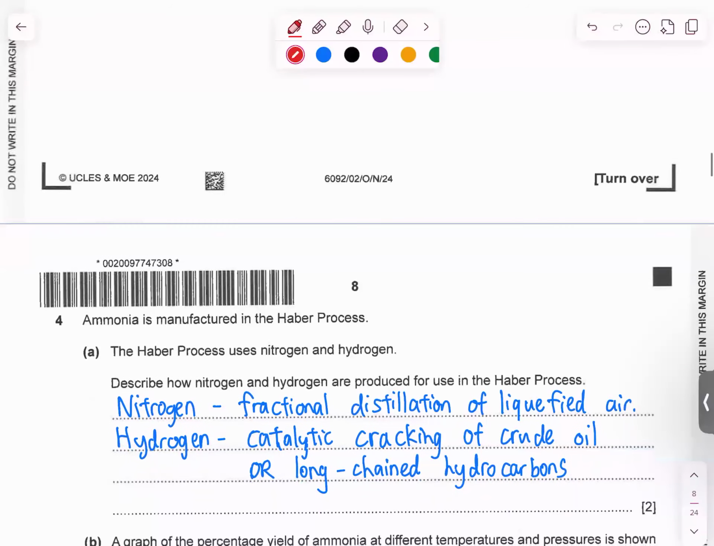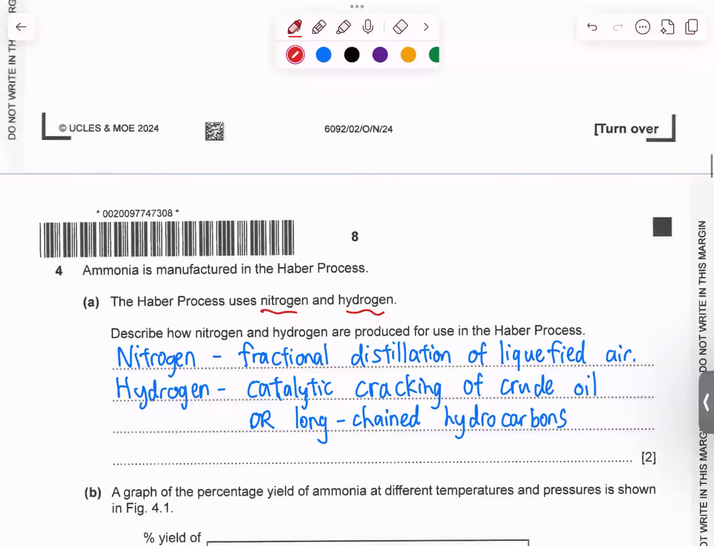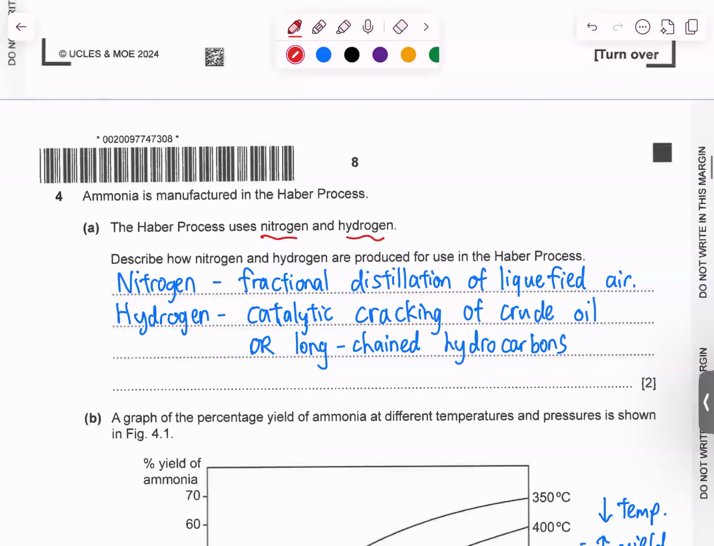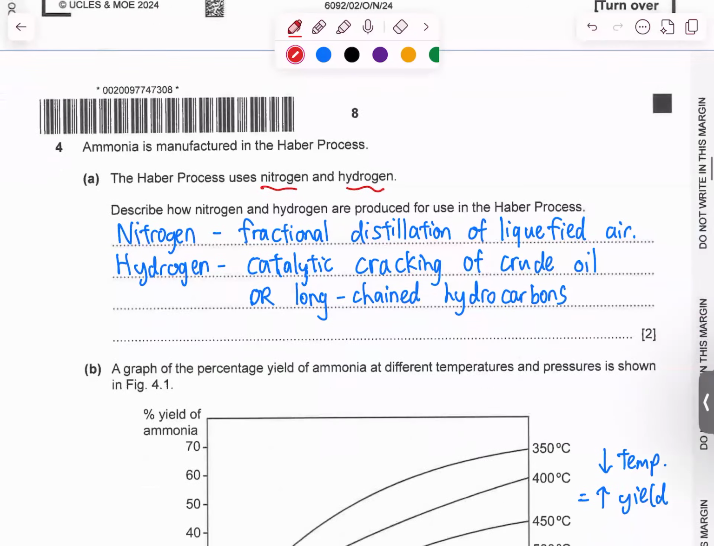Okay, question 4. The Haber process uses nitrogen and hydrogen. Where are these two gases obtained? Nitrogen is obtained from the fractional distillation of liquefied air, because we know air contains 70% nitrogen. Hydrogen can be obtained from the catalytic cracking of crude oil, or long chain hydrocarbons. So a pretty factual question over here.